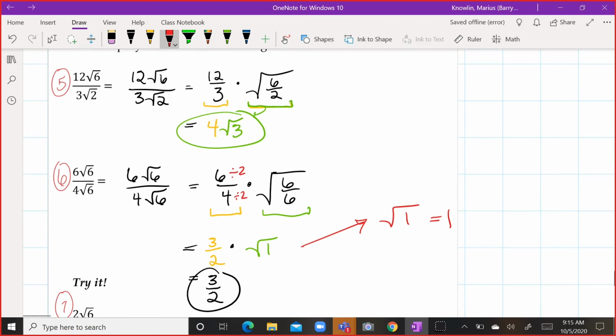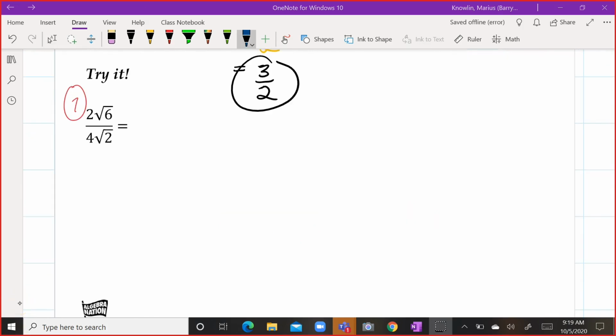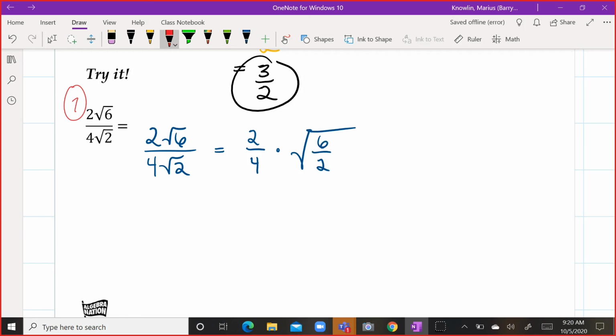Are there any questions for these two here? Alright, so for number 7 here, we're going to start off by rewriting it. So we have 2 square root 6 divided by 4 square root 2. We're going to rewrite it just to show these individual parts. 2 divided by 4 times the square root of 6 divided by 2. Now when we simplify the fraction, both of those can be divided by 2. So we'll simply end up with 1/2. When you simplify what's underneath the radical, that becomes the square root of 3.